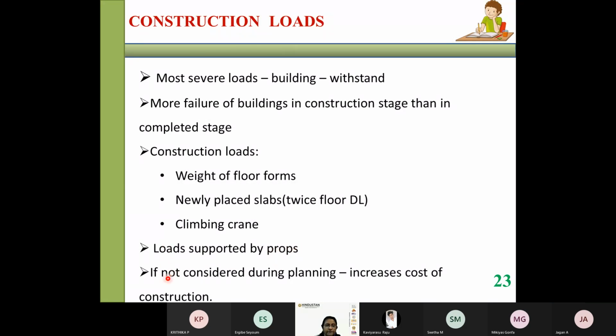If these loads are not considered during the planning stage, it increases the cost of construction. Why? Because the structure will fail and everything will collapse. Whatever money you have collected from your clients, you must have calculated in some way, this much per square foot is the cost of construction. If such a failure comes, you cannot claim from your client again that my building has collapsed, so give me extra money. It is not possible. So it increases the cost of construction.